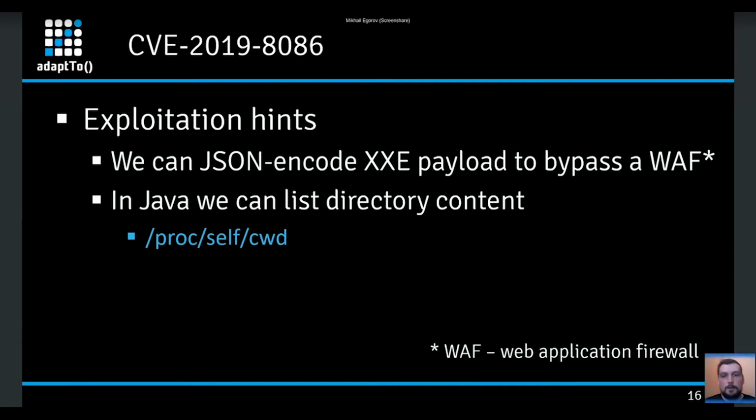For file names, luckily in Java, we can specify directory names instead of a particular file name in an XXE attack. The XML parser will happily print directory content to us. And to bypass the annoying web application firewall, we can JSON encode the XXE payload.